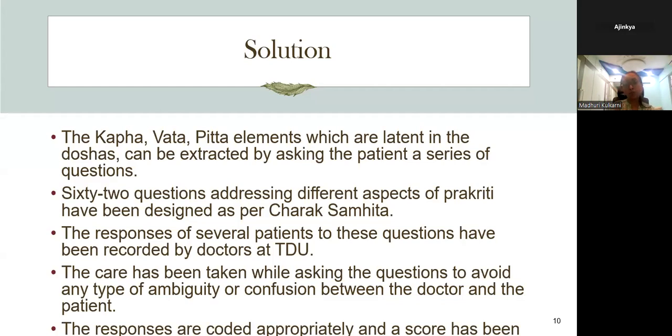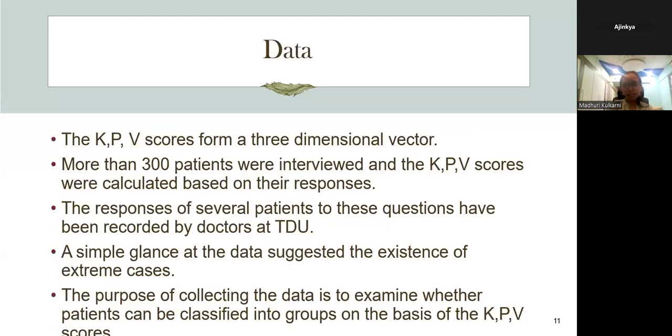So what is the kapha score of a patient? What is the vata score? What is the pitta score? On the basis of these three scores, these three variables together, they try to classify the patients into these 7 categories. They have data of around 600 patients who have answered these 62 questions. For those patients, a subject expert or medical doctor has already identified their Prakriti, and has also collected their responses. Now the attempt is being made by us.